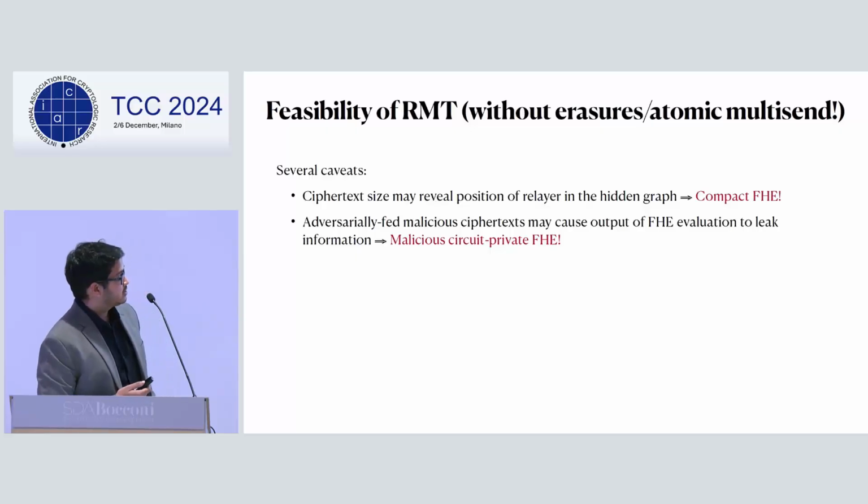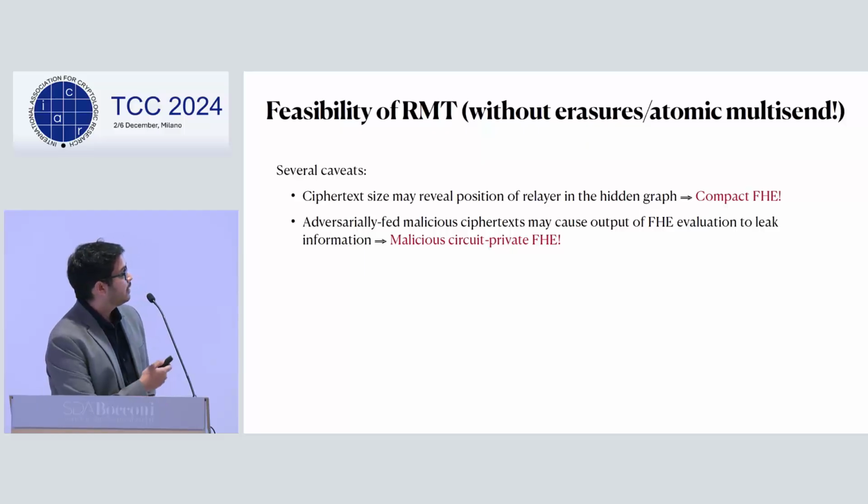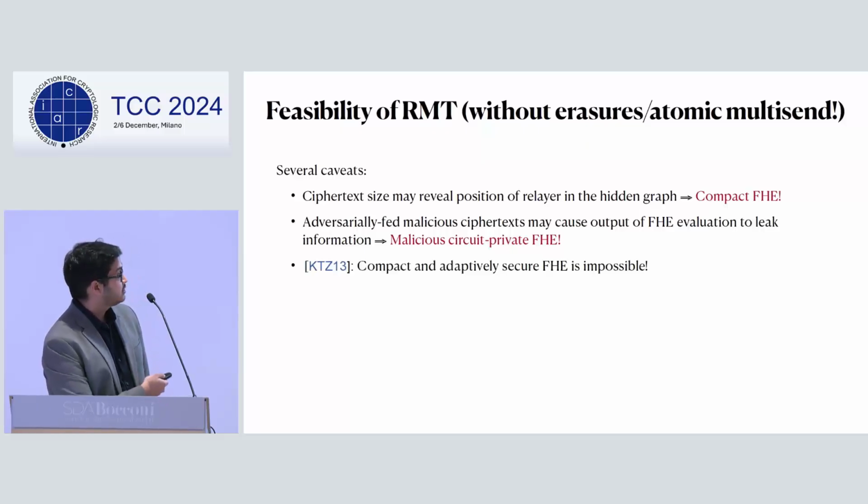Secondly, the adversary can feed malicious ciphertexts into the network, and FHE evaluation is technically only defined for honestly generated ciphertexts. So to avoid leaking information through the evaluation procedure, we need FHE to be maliciously circuit private.